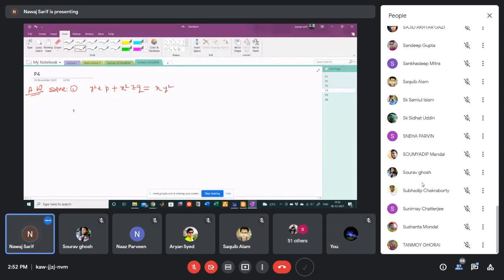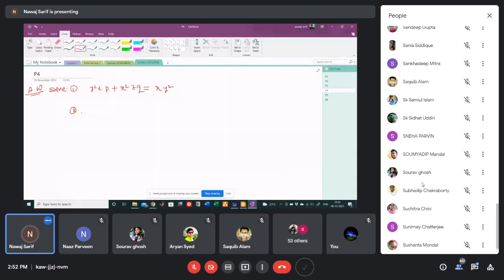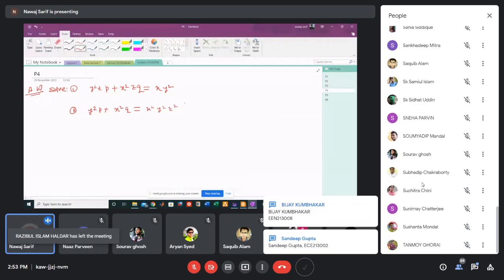And number 2, x²p y²p plus x²q equals to x²y²z². Okay, these are the two examples.